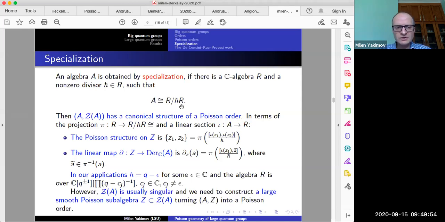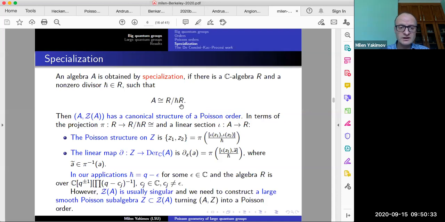The algebra R will not be just an algebra over C. It will be an algebra over Laurent polynomials in Q, a little bit localized. And definitely in this situation, Q minus epsilon is going to be a central element because the algebra R is an algebra over Laurent polynomials. The main point here, though, is that the full center of an algebra A is in pretty much all cases a singular algebra. So we don't want to do Poisson geometry with the spectrum of this singular algebra.